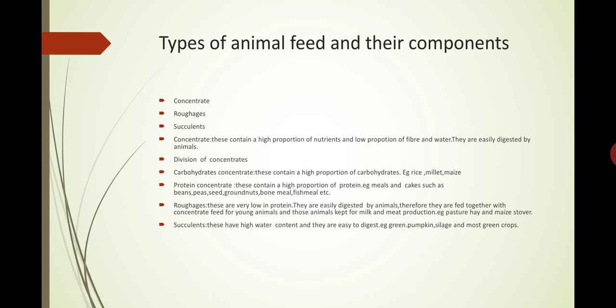Succulents have high water content and they are easy to digest. Examples are succulent feeds. Roughage is very low in protein. It is not easily digested by animals. Therefore, it is fed together with concentrate feed to young animals and those animals kept for milk and meat production.